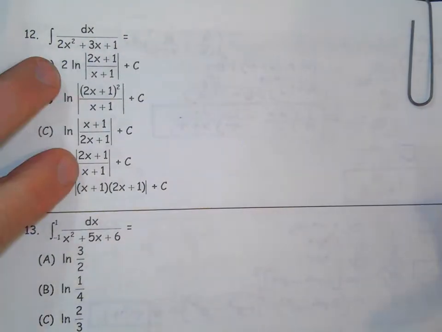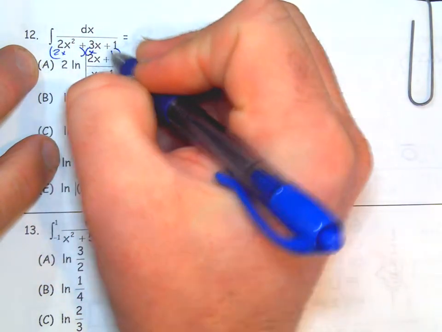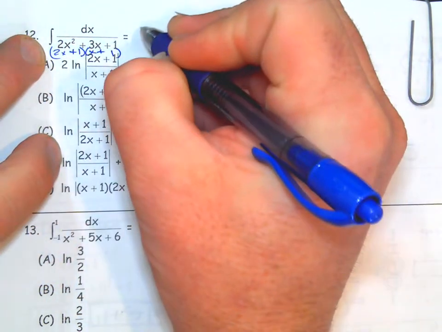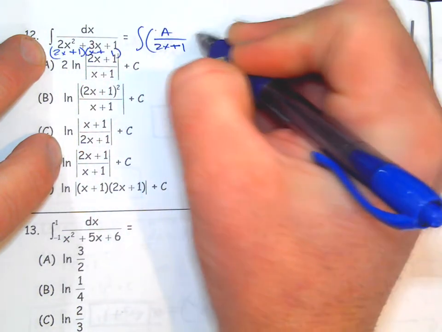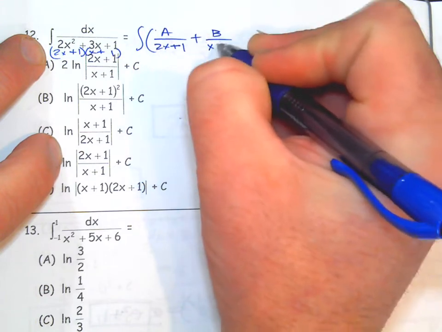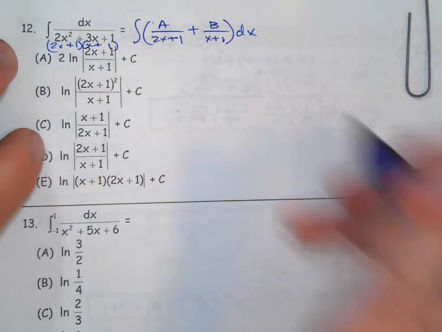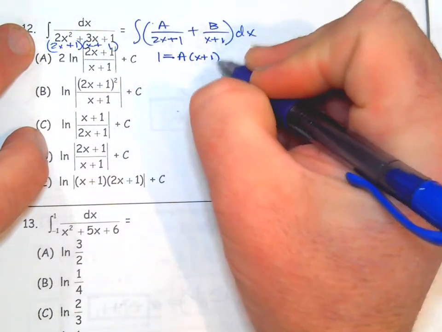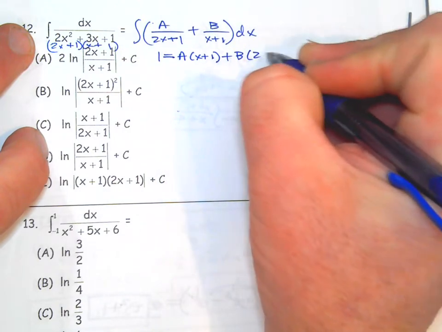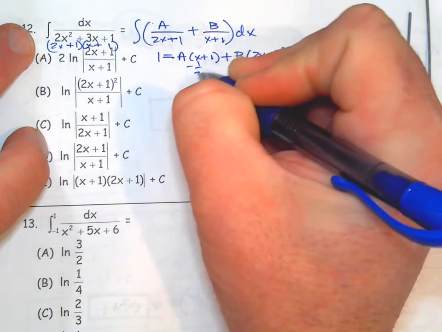Okay, number 12. I think we're going to do partial fractions here. So this is going to have to be A over 2x plus 1 plus B over x plus 1 dx. So I'm going to multiply through by the least common denominator and get 1 equals A(x plus 1) plus B(2x plus 1).